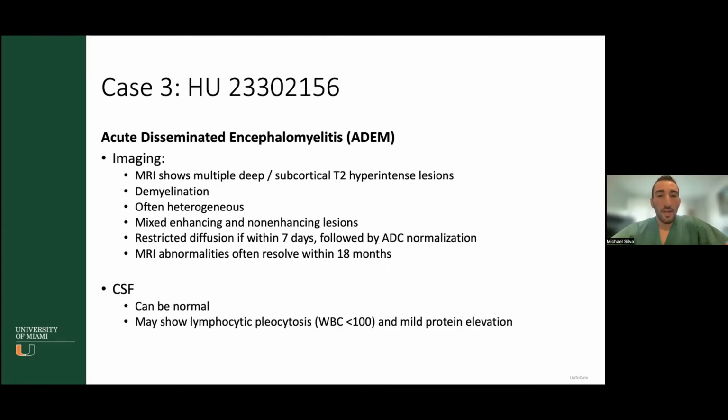In terms of imaging, typically multiple, oftentimes in both hemispheres, multiple deep and subcortical T2 hyperintense lesions, as we're seeing in this patient, and often heterogeneous, sometimes enhancing, sometimes not enhancing. They can present with restricted diffusion in the acute setting within the week, but then the ADC will normalize over time, which was seen in this patient as well.